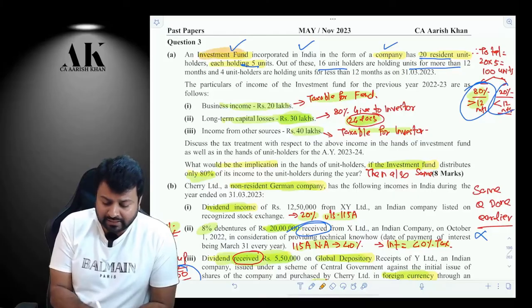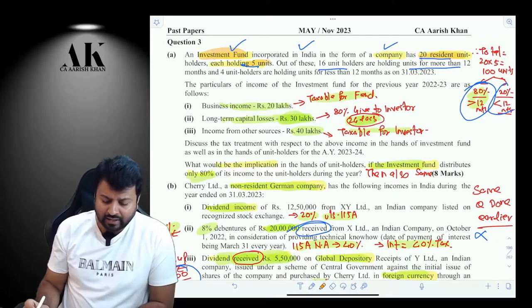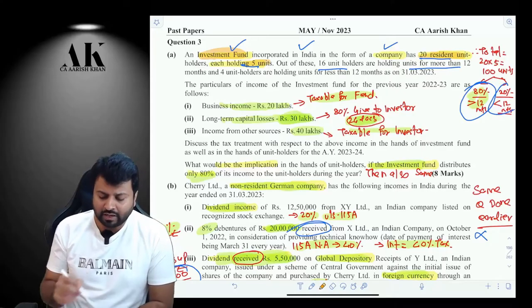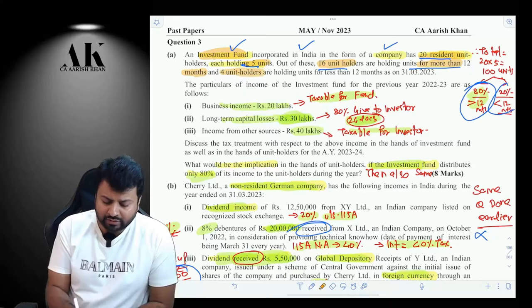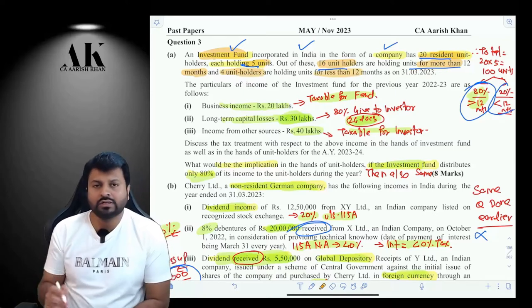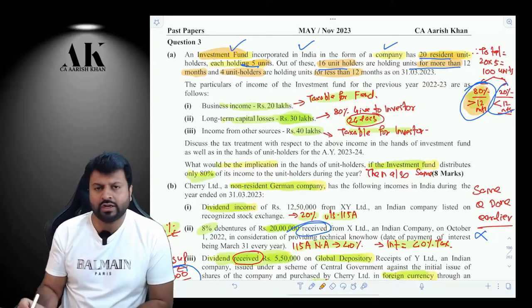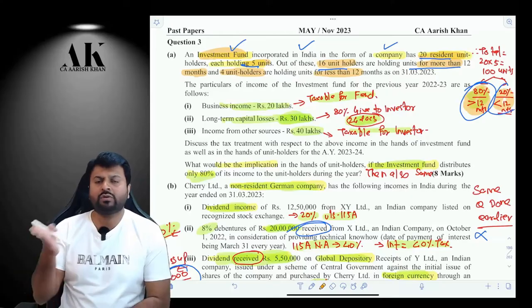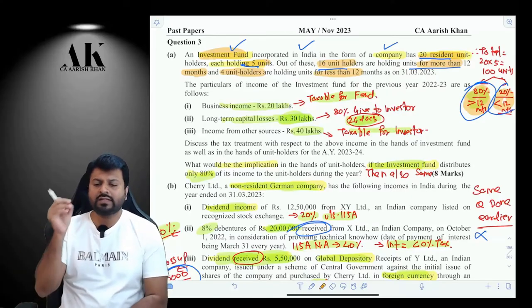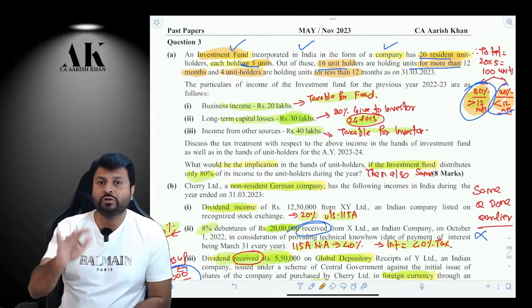There is an investment fund and this investment fund has 20 resident unit holders, each holding 5 units. Out of that, 16 unit holders are holding units for more than 12 months and 4 unit holders are holding units for less than 12 months. So the ratio of 16 to 4 is 80 to 20. It means 80% of the unit holders are holding units for more than 12 months and 20% are holding units for less than 12 months. You should understand the importance of more than 12 months and less than 12 months. There is some provision which is linked to this particular aspect.